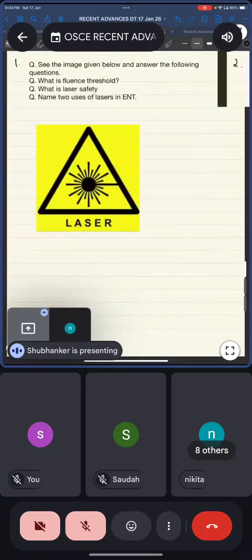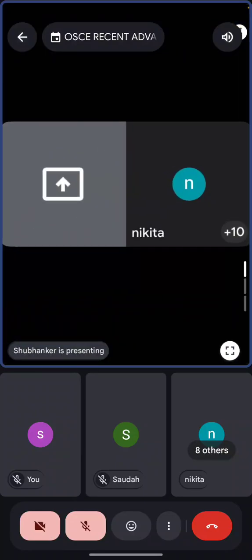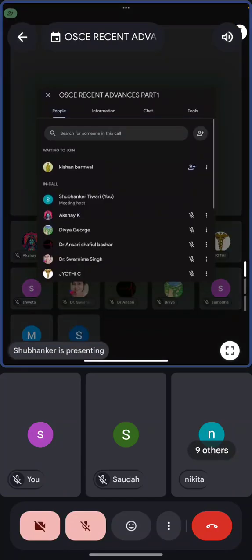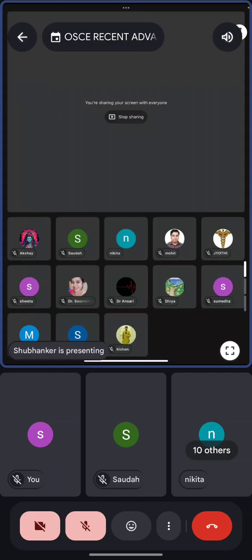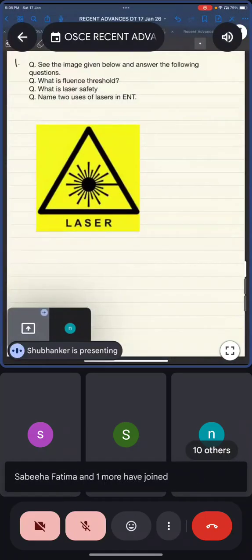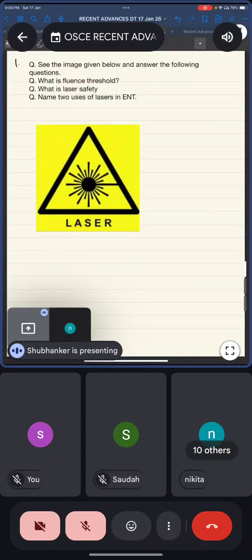Sorry, I just forgot to move to the first slide. As we decided last time, we'll be starting with lasers for the exam. The question being asked is: see the image given below and answer the following questions. First, what is fluence threshold, then what is laser safety, and they're asking us for 2 uses of lasers in ENT.